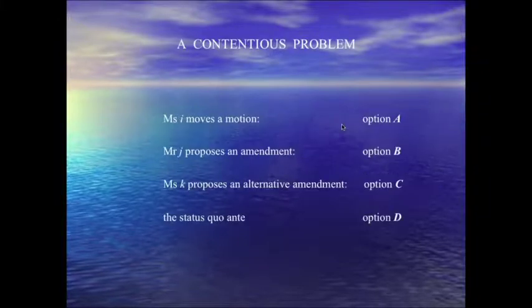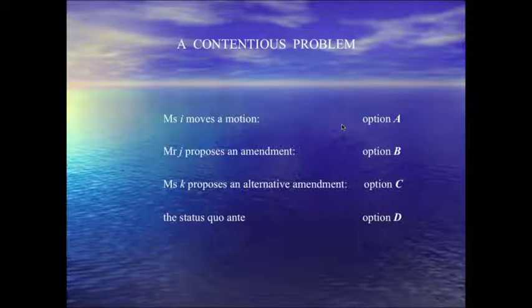If you have a committee of 3 people and they've got a problem, Miss I moves a motion, which we'll call option A. Mr. J proposes an amendment, which, if accepted, would turn it into option B. And Miss K has her ideas as well, which is option C. And there's the status quo ante. And let's assume that they have the following sets of preferences.